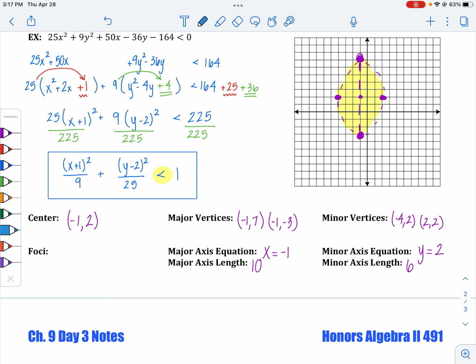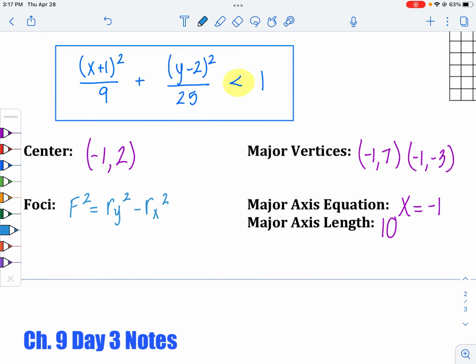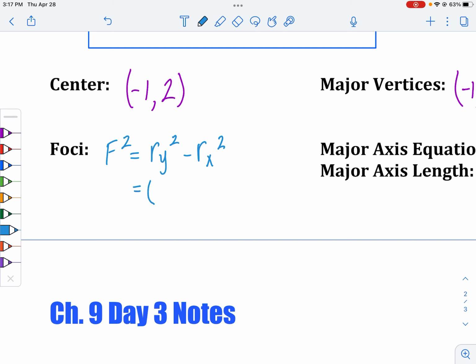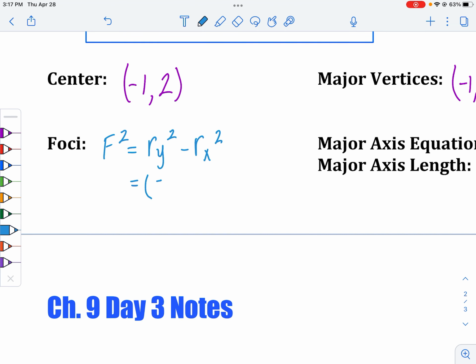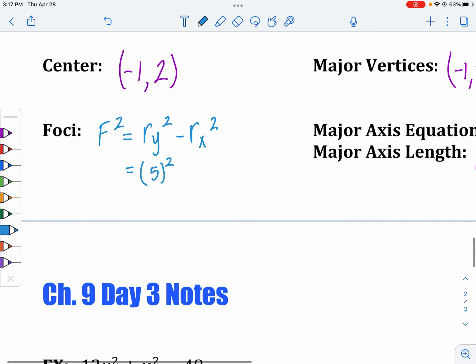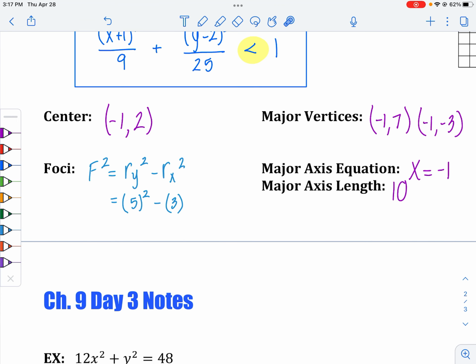Last but not least is the foci. We need to figure out the equation that will make it positive. So f squared, since the y value is bigger, we're going to do ry squared minus rx squared. If you happen to choose the wrong order and you got a negative, just switch it. So let's plug in. The distance in the y direction is 5. The distance in the x direction is 3. Again, that's from here and here as well as our picture. So we have 25 minus 9, so we get 16.